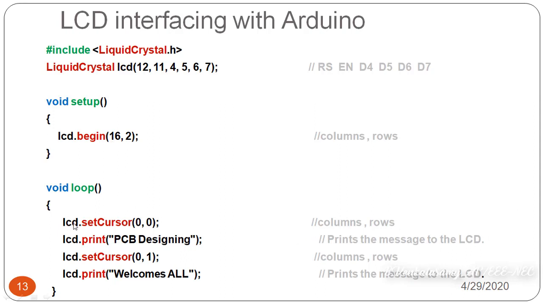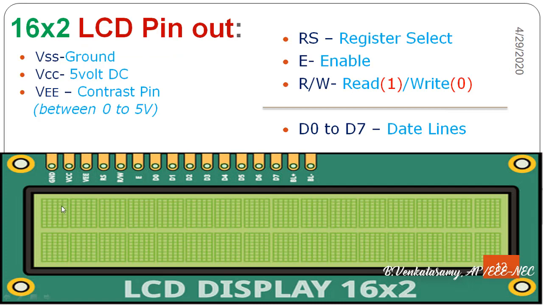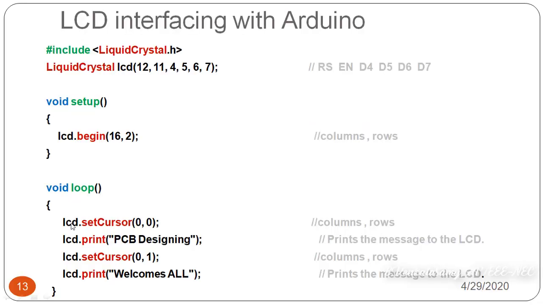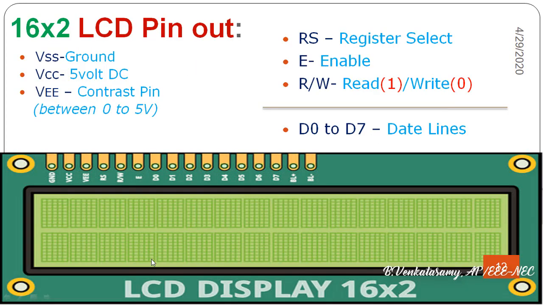Then inside the loop, lcd dot setCursor 0, 0. We are going to write the data at the 0th column and 0th row. That is, the 0th row and 0th column. So next, setCursor 0, 1. The next data should be written at the 0th column and first row.